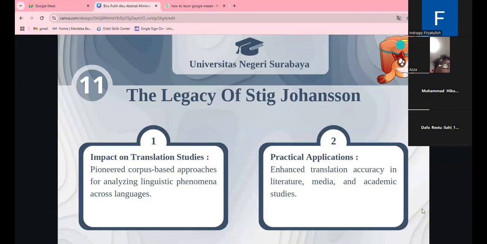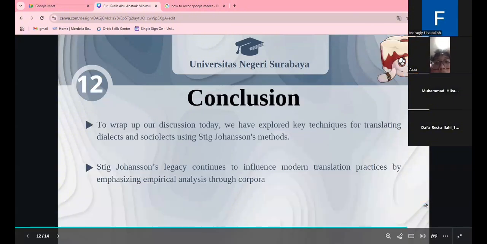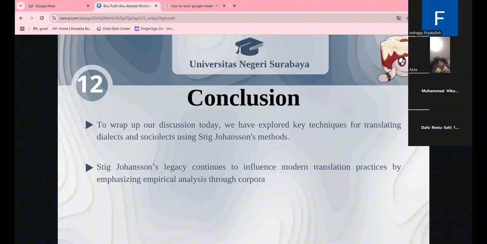And the last one is the conclusion. To wrap up our discussion today, we have explored key techniques for translating dialects and sociolects using Stig Johansson's methods. Like we've seen, translating dialects and sociolects is more than just finding the right words because it involves understanding the cultural background and the social group and the overall feeling of the language.